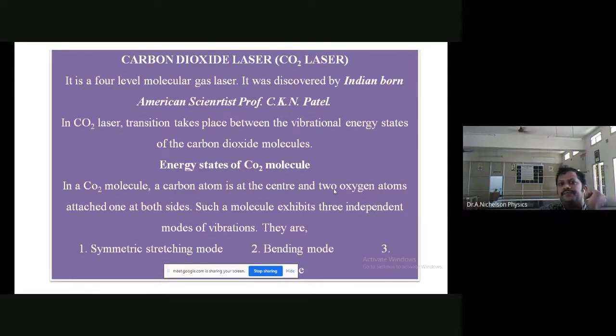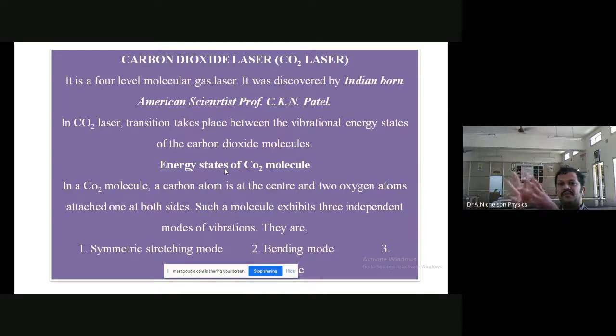Okay. So here let us see what are the different modes of vibration that are available in the carbon dioxide molecule. So you know the carbon dioxide molecule has one carbon atom and two oxygen atoms. Okay. So we have a linear structure with carbon at the center, and at the two sides we have the oxygen. So this is how a carbon dioxide molecule is.